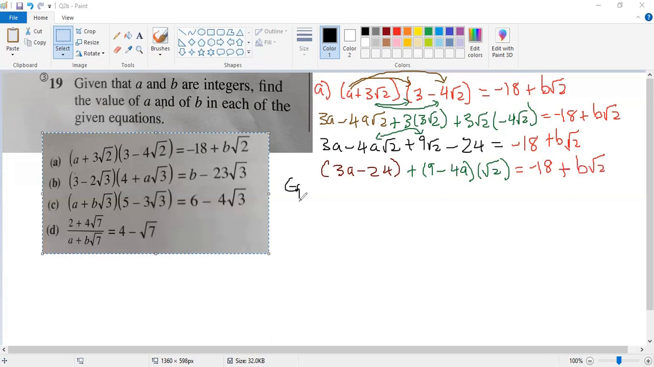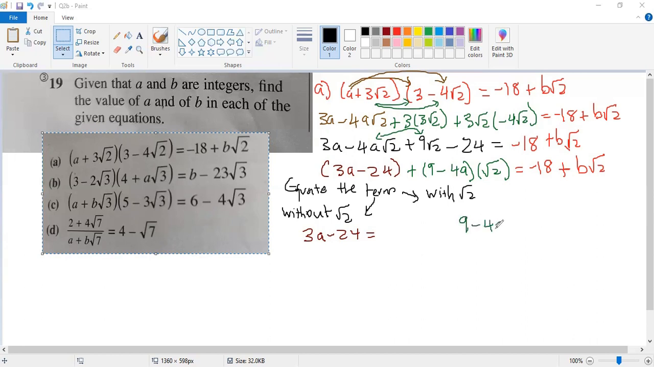This is the step. We equate the terms with, first one is without root 2. The term without root 2, this is what we equate here. On the other side, the term with root 2. That means root 2 and without root 2. So if I were to take it exactly as per the colors written there, so I wrote it in different colors, notice. So 3A minus 24 will equal to what? And then the other side, I'm just going to write it in parallel. So 9 minus 4A. With the root 2, you want to write also can.